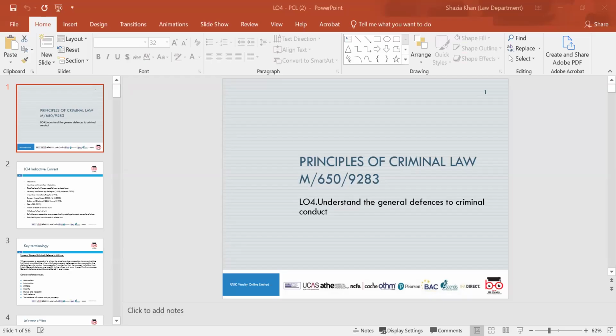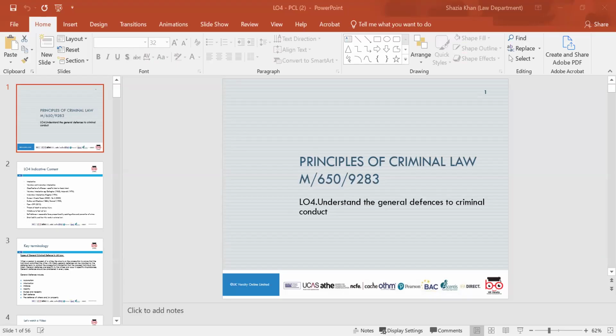Hi everyone. So this session that we're doing, the unit we're doing is Principles of Criminal Law. My name is Shazia Khan, and we'll be doing Learning Outcome 4 today, which is the last learning outcome, which is to understand the general defences to criminal conduct.